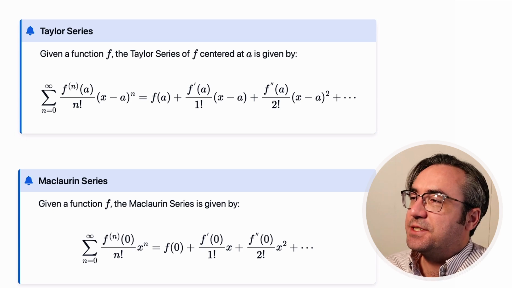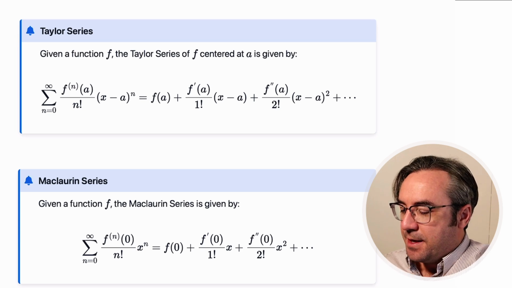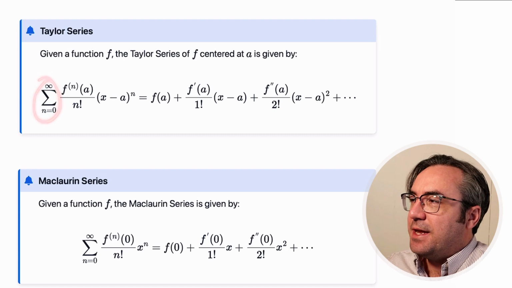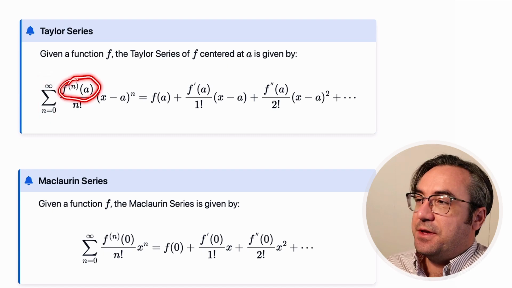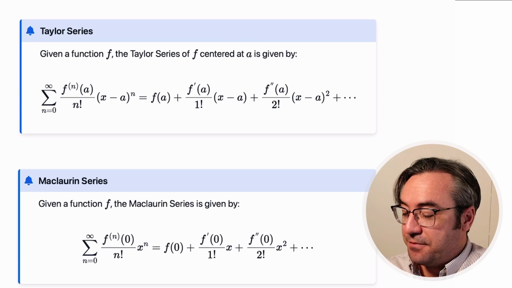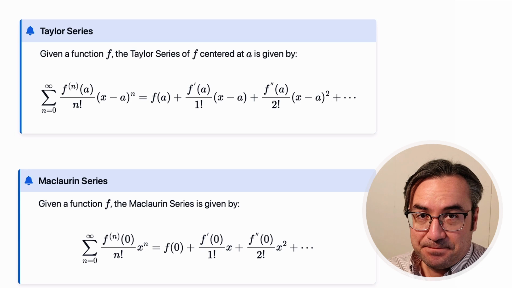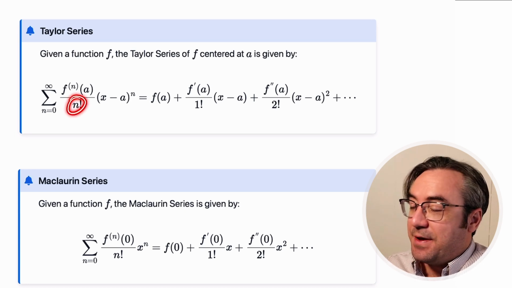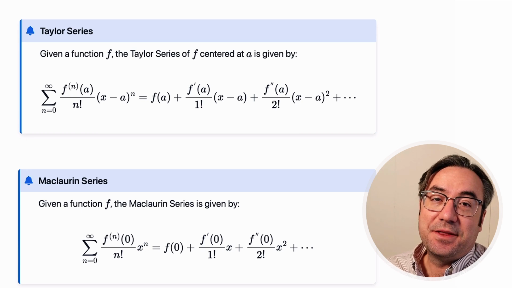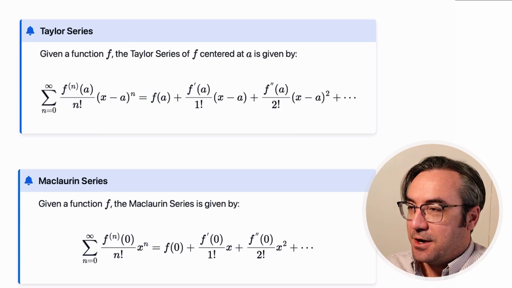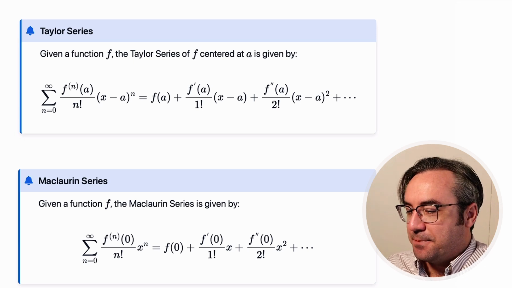All right, so what is this? What is the Taylor series for this function? Well, it's the sum from n equals 0 to infinity of the nth derivative of our function f evaluated at a divided by n factorial times x minus a raised to the power n. All right, so there's quite a bit going on here.